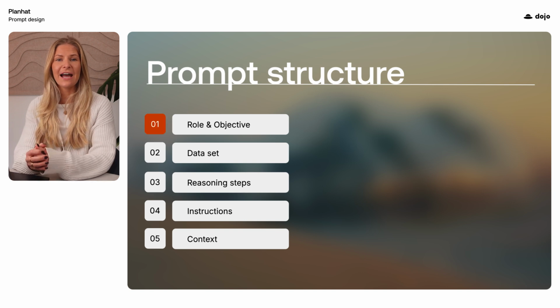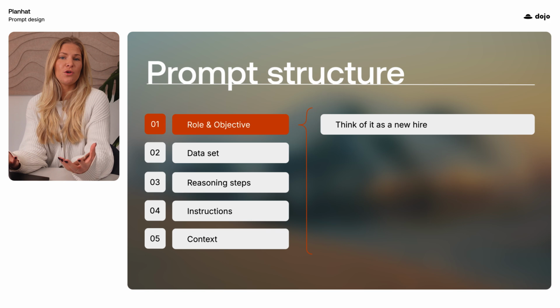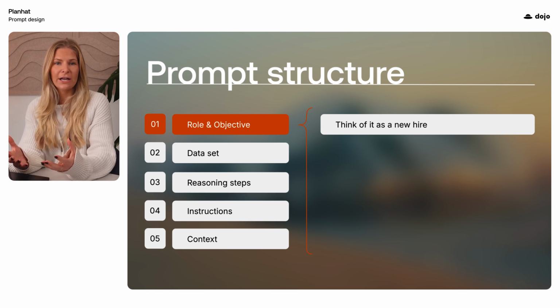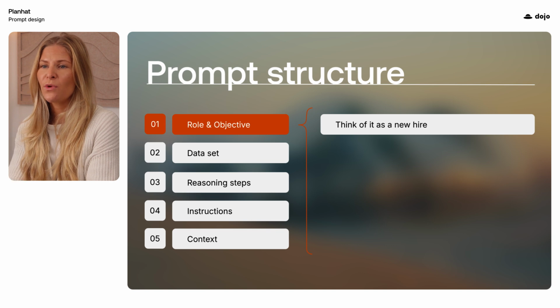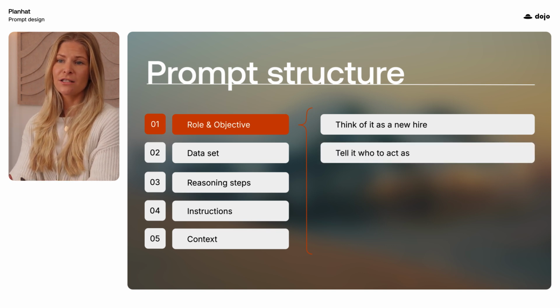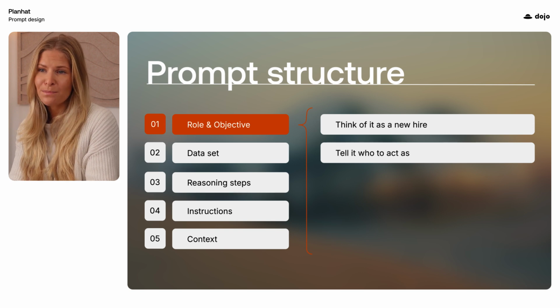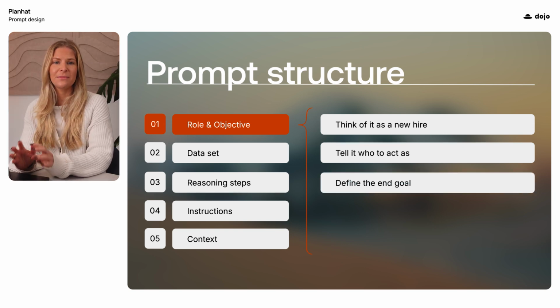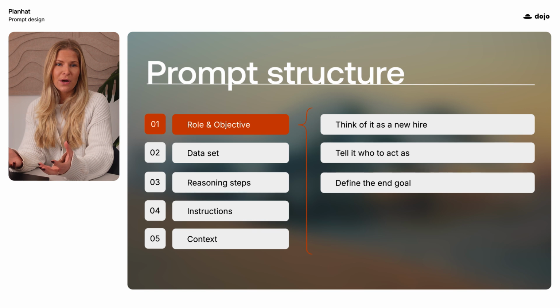First, let's give the AI a role and an objective. Think of the AI as a new hire. It performs best when it knows who it is and what it's supposed to do. Start with a role and tell it to act as a strategic analyst, a business risk analyst, or a CSM. Then define an objective that defines the end goal of the automation, what you actually want the output to accomplish, like identifying recurring friction points or summarizing key problems.